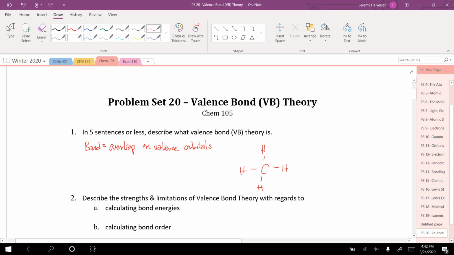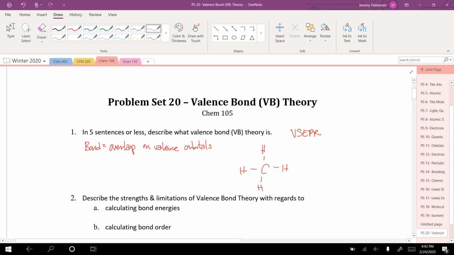We can also use valence bond theory to help describe the geometries in molecules. So we know from valence shell electron pair repulsion, which goes back to my video on problem set 18 about molecular shapes, we know the shapes that exist based off of the steric numbers on the central carbon. So here we would say the steric number around the carbon is 4, and therefore its electron geometry is tetrahedral, and because there's no lone pairs, its molecular geometry is also tetrahedral. So that's valence shell electron pair repulsion, or explains that.